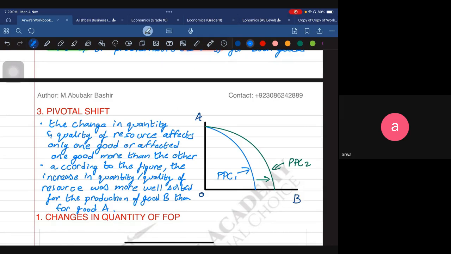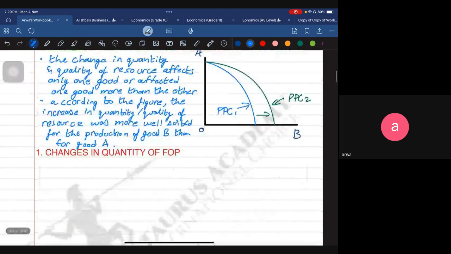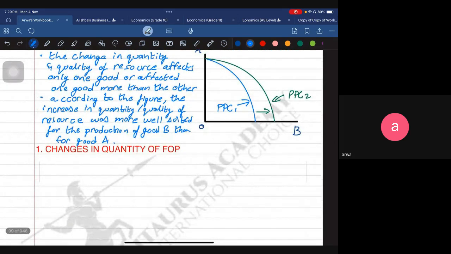Now we have talked about these, that the shift is going to occur because of the changes in the quantity or the quality of the factors of production. So we are going to talk about it in a bit more detail, that if we say that there are changes in the quantity of factors of production.